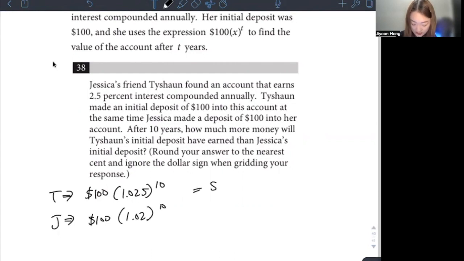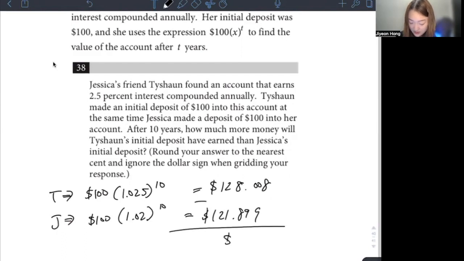And we're going to find the difference, 128.008 and 121.899. And when you subtract these two, we get our difference, which is $6.11. So that is the end of the calculator section.